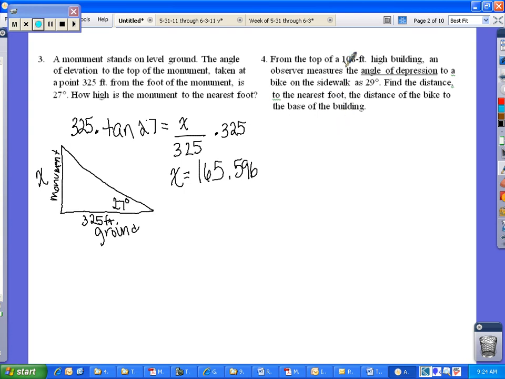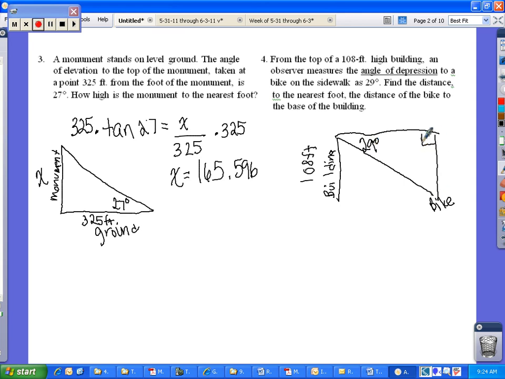For number 4, from the top of a 108-foot high building, so here's your building. I know it's 108 feet tall. It says the angle of depression to a bike on the sidewalk. So here's my bike over here. You would think it's that, but it's going to actually be this angle right here. This is 29 degrees. So I'm actually solving this upside down right triangle. This is also 108 feet. And you are trying to find the distance the bike is from the base of the building. So this is x, which is basically x up here.